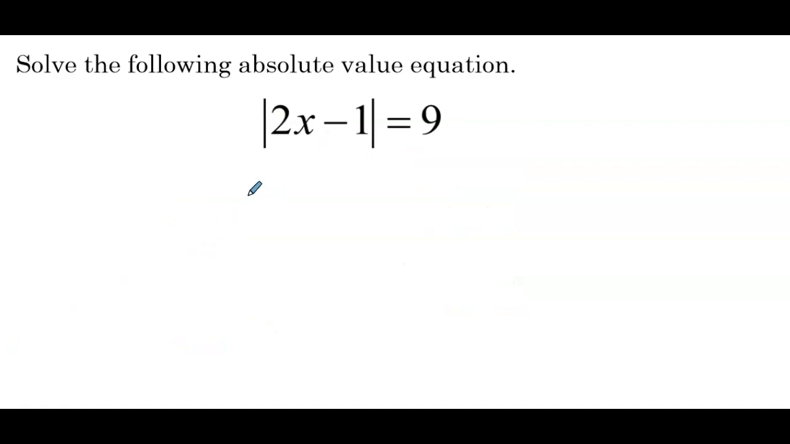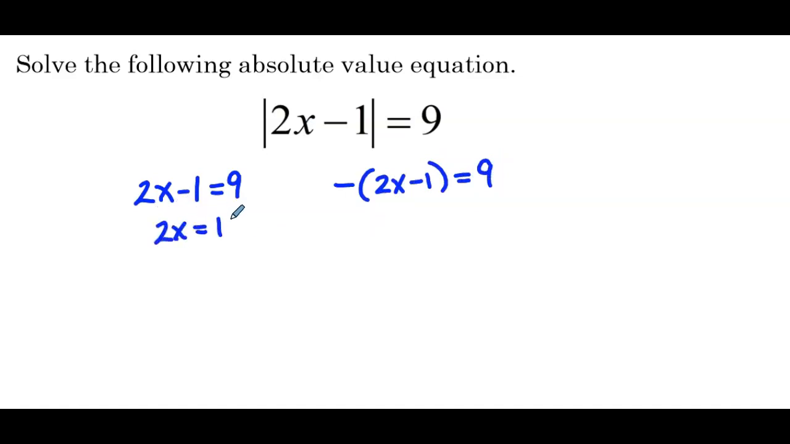Same directions, new equation, which is the absolute value of 2x minus 1 equals 9. So we'll start, if the input is positive, then we just leave it, so 2x minus 1 equals 9. And if the input is negative, we'd have to negate it, multiply by negative 1. We want to make sure 2x minus 1 is in parentheses. So here we're going to add 1, so 2x equals 10. Divide by 2, x equals 5.